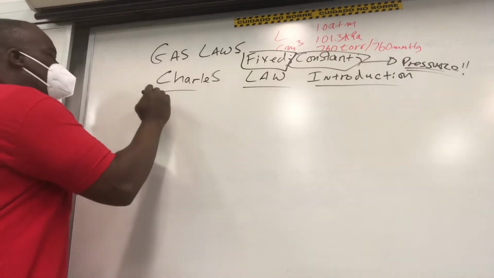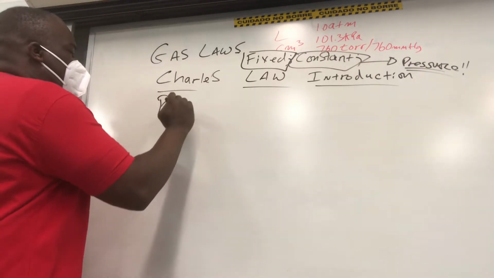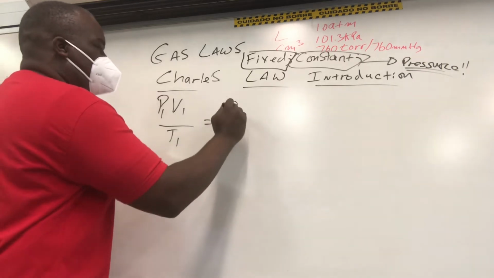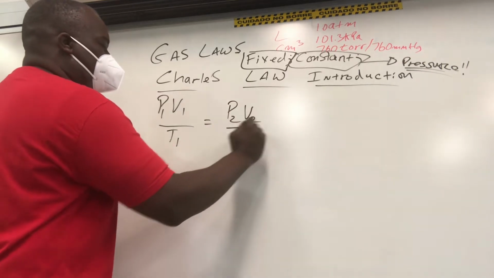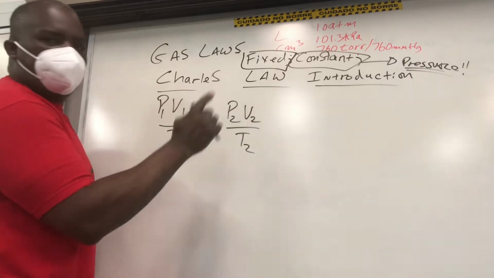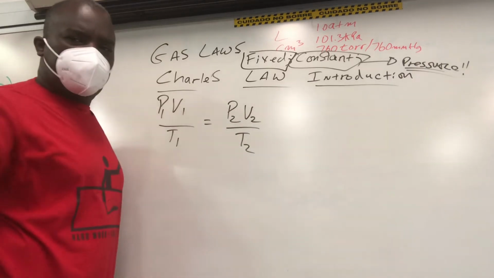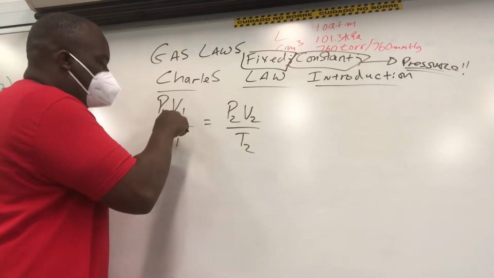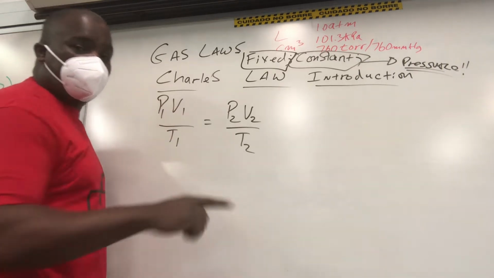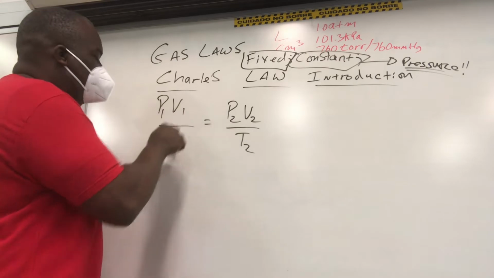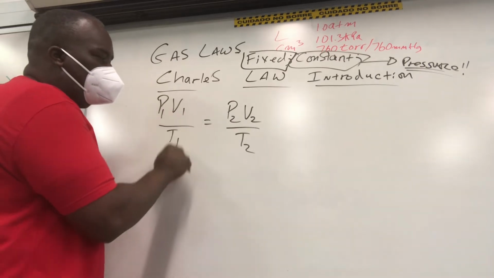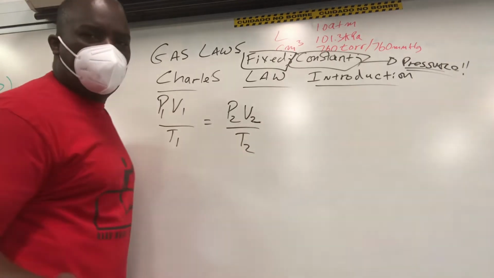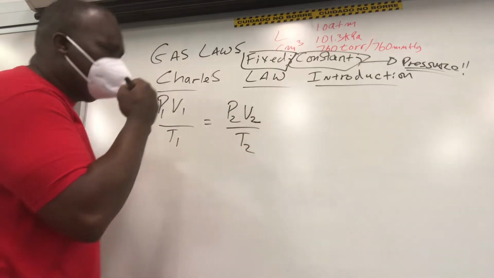So, if we have P1, V1 over T1 equals P2, V2 over T2. Remember, guys, this is the combined gas law. It's on Table T, your reference table. P, V, and T: pressure, volume, and temperature. That's listed for you. The ones mean initial or starting or old. The twos mean final, ending, or new. So we discussed that before, no problem, right?